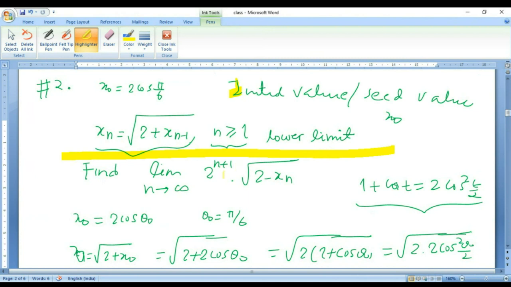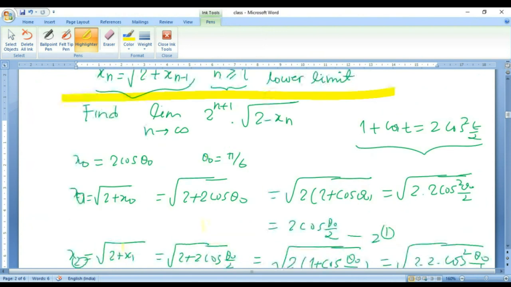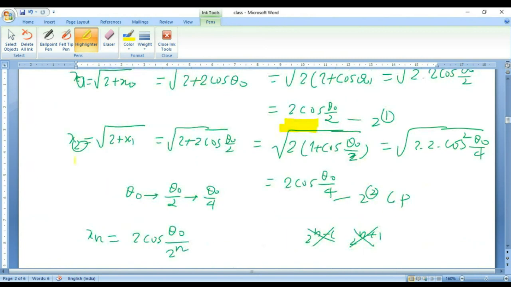So the whole idea was how xn behaves and whether we can determine xn in closed form. That we did. We started with x naught is 2 cos theta naught. Then we found a pattern for x1. x1 was 2 cos theta naught over 2. And then x2 was 2 cos theta naught over 4. That was enough to conclude that xn is 2 cos theta naught over 2 to the power n, because these theta naught terms are all in GP.